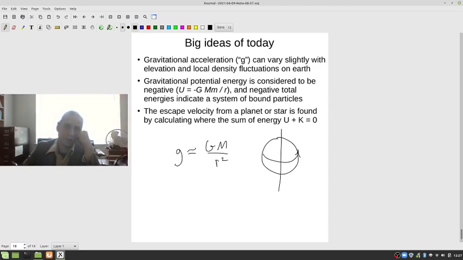Okay, what else? Gravitational potential energy is considered to be negative, and if you have a negative total energy, that indicates that you have a system of bound particles. And then finally, the escape velocity from a planet or star is found by calculating where the sum of the total energy, the gravitational potential plus the kinetic, is equal to 0.